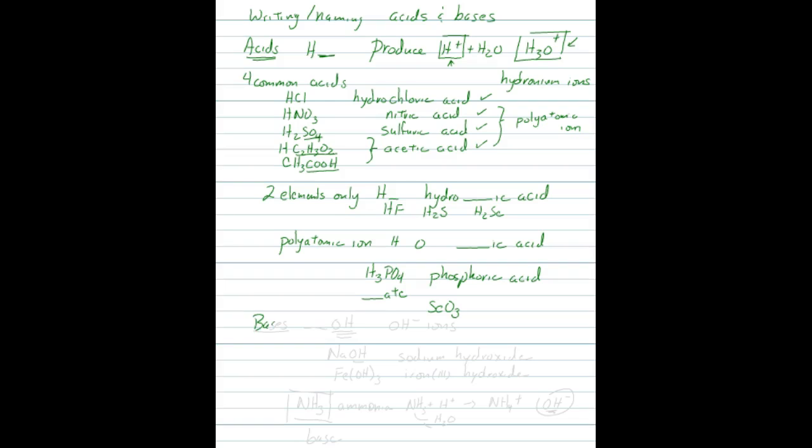Bases. Bases we've already covered because bases are things that end with OH or hydroxides. They make OH minus ions. So you just follow the ionic rules. NaOH is one of the most common bases. It's lye, found in Drano. This would be sodium hydroxide. So if it ends with hydroxide, if it ends with OH, it's a base.